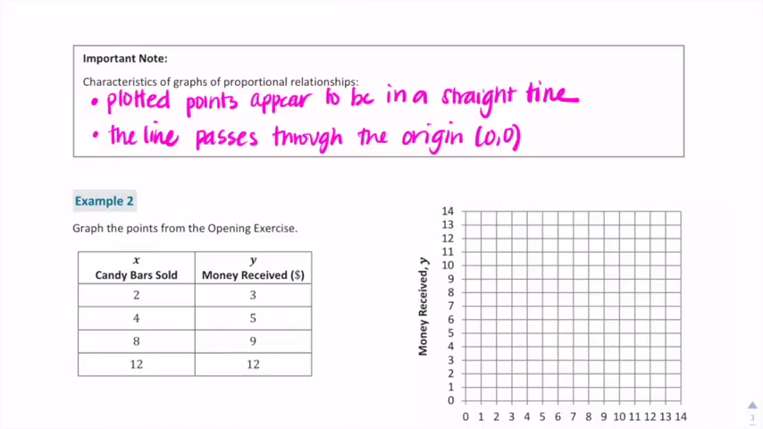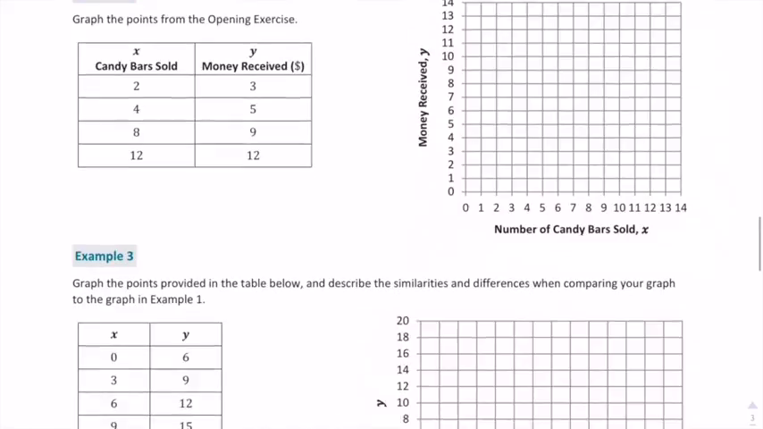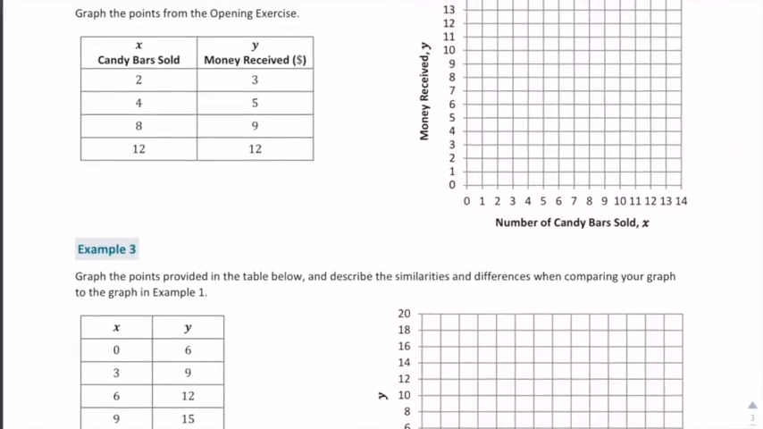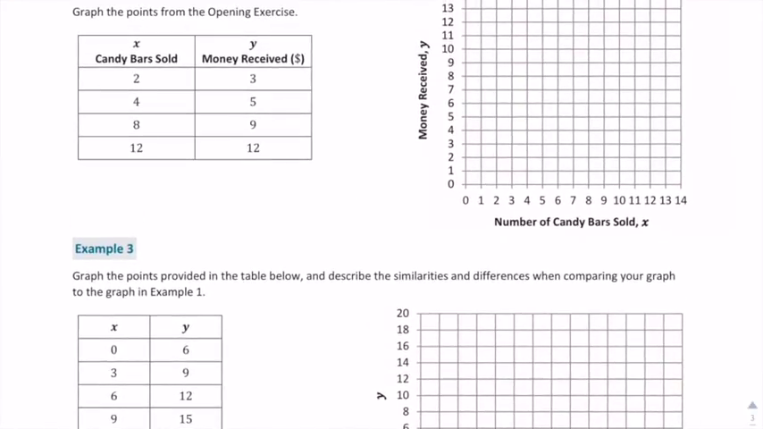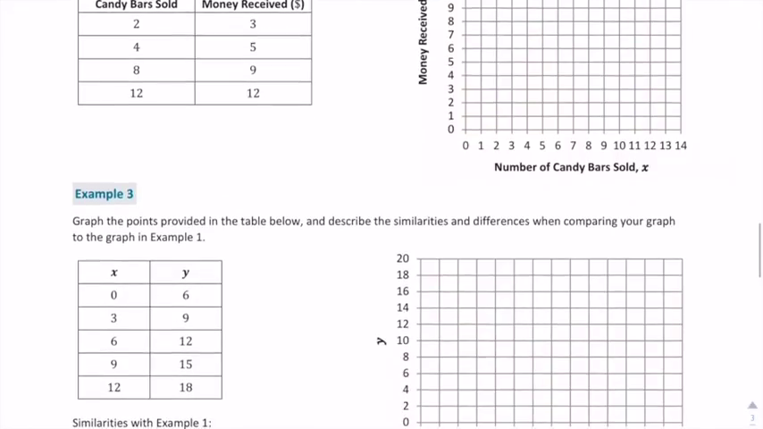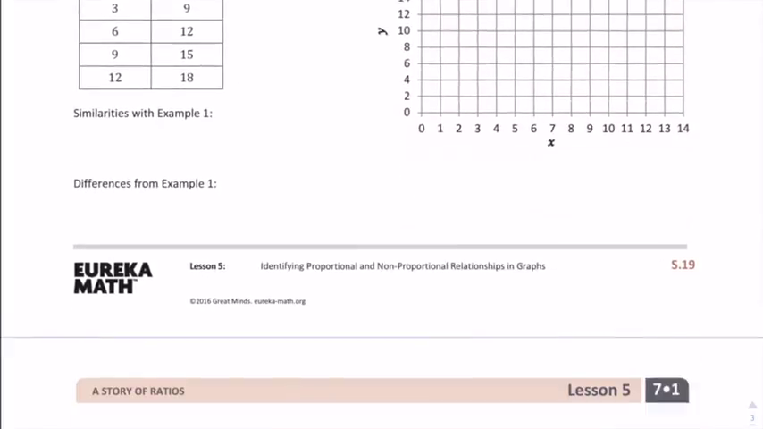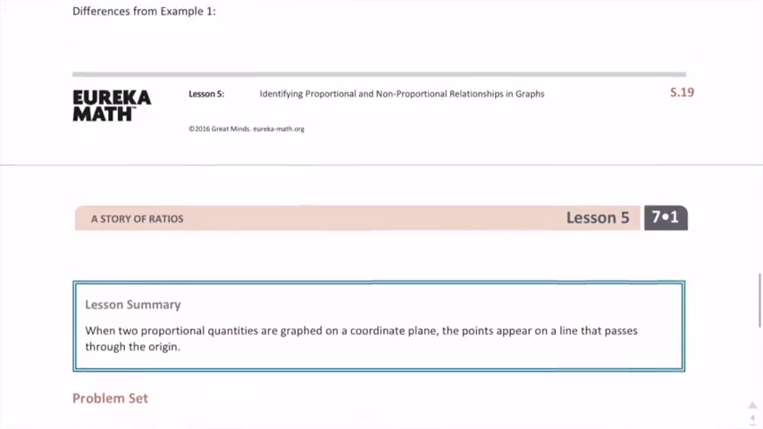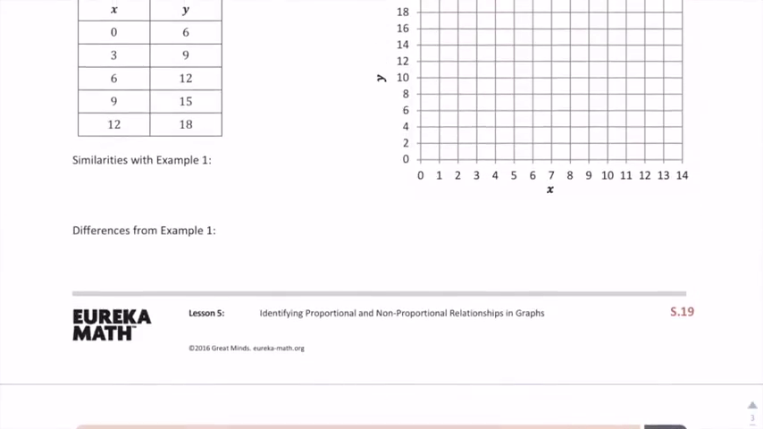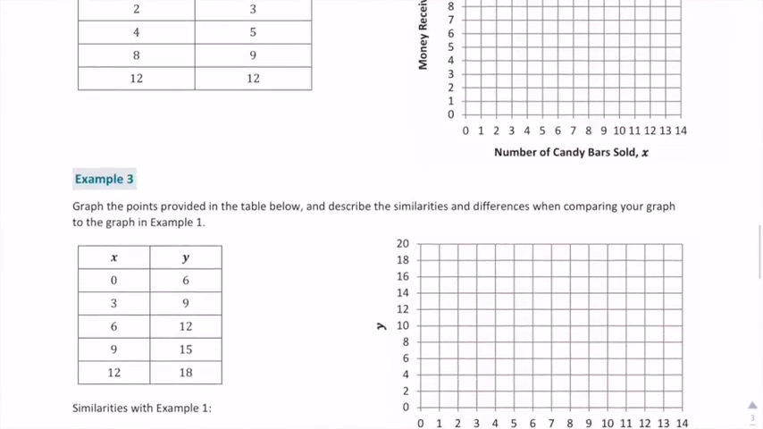Okay, so example 2 and 3 are asking you to plot the points from the table and see if they're proportional. Alright, and they're asking you to also compare the graphs that you are drawing. So do that, and then we'll go over the rest in class. Alright, good luck.